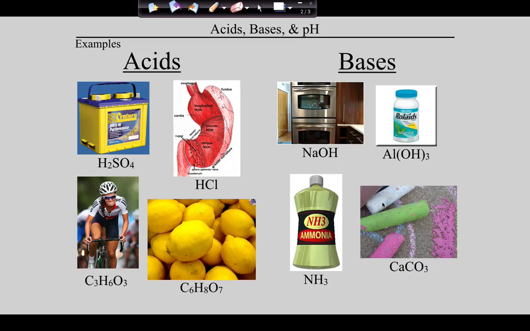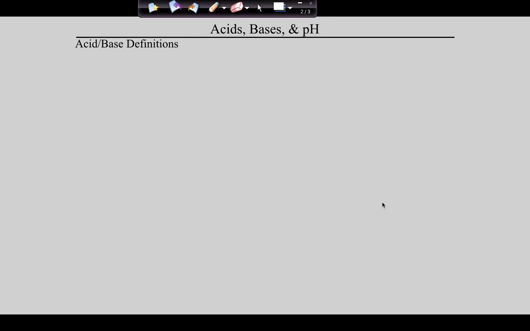Baking soda is another example. There's no hydroxide in baking soda, and yet it is a base. So this is why we need two definitions, because one definition simply talks about hydroxide. The other definition explains why these are bases. Do you see where we're headed?